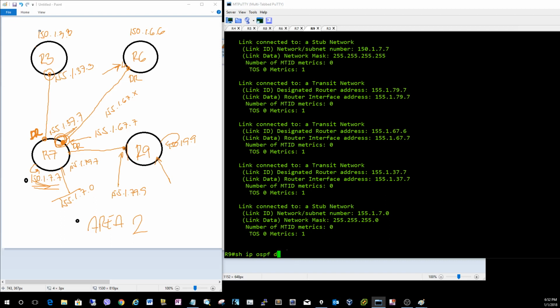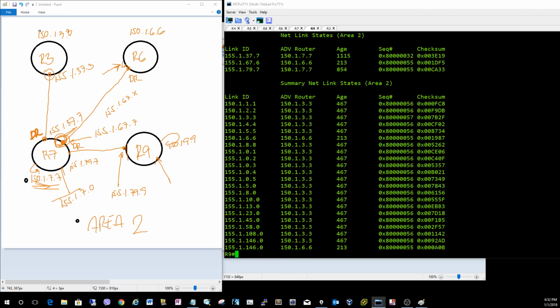That's why if we go back to show IP OSPF database, we haven't discussed this one, the LSA type 3, which are the ASBR or the area border router. In this scenario, in area 2, we have 2 of them, which is 150.1.3.3, which is this guy right here, and 150.1.6.6. I'm not going to discuss that in this video, and I will start doing that in the next video as we try to weave our way through the network.